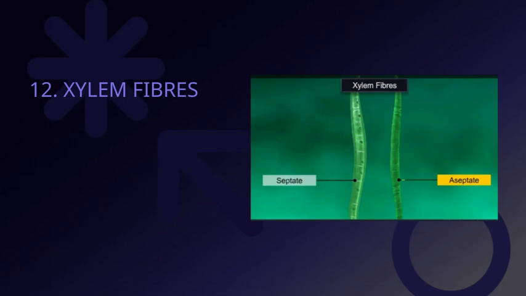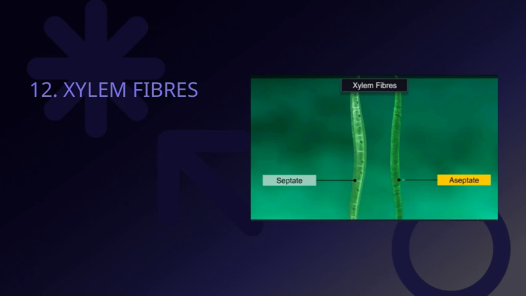Now, let's turn our attention to xylem fibers. These are specialized cells found within the xylem tissue, and they play a crucial role in providing mechanical support to the plant. Unlike the vessels that are primarily responsible for water transport, xylem fibers are more about strength and stability. They are long, slender cells with thick cell walls made of lignin, which gives them rigidity. You can think of them as the plant's internal scaffolding, helping the plant stand tall and withstand various stresses like wind or the weight of the leaves and branches.